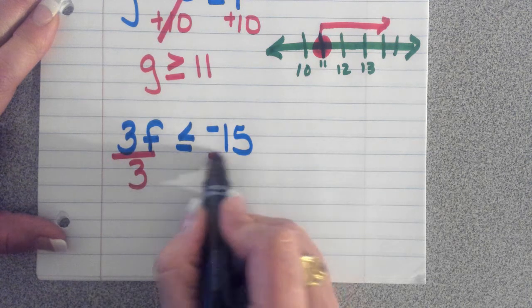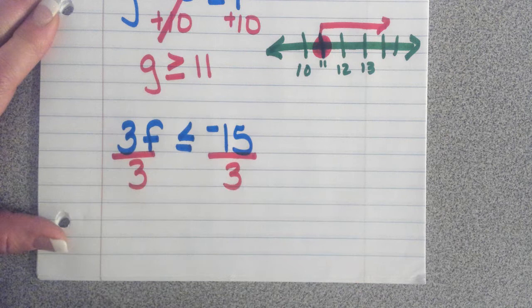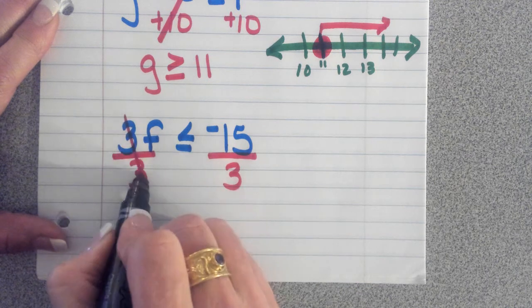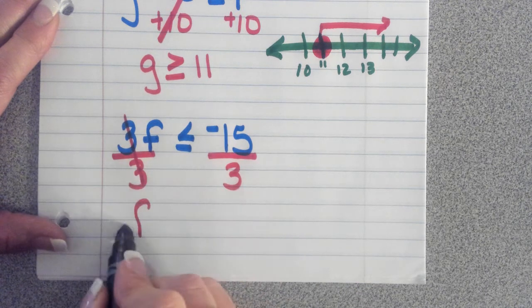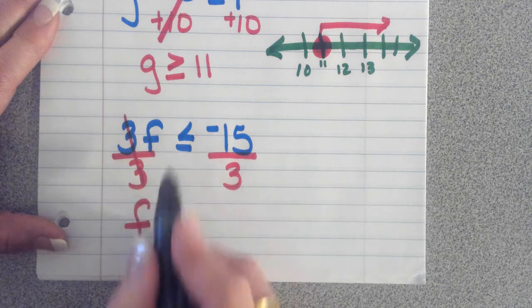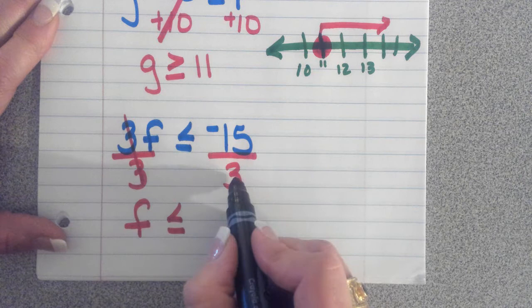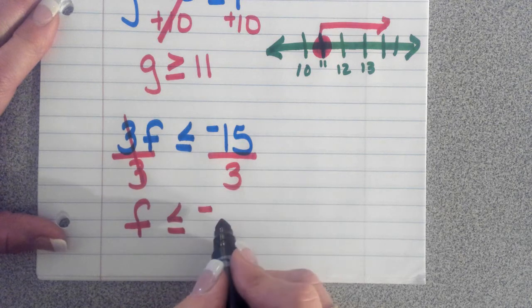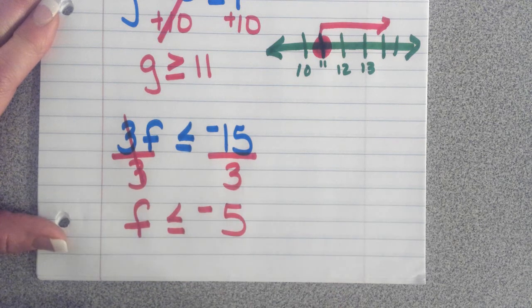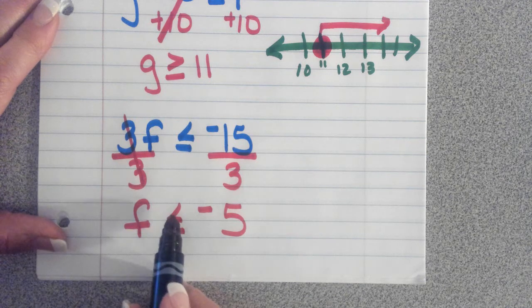What you do to one side, you have to do to the other. So 3 divided by 3 is 1. That gives us 1f all by itself. Keep your symbol less than or equal to. And negative 15 divided by 3 would be a negative 5. Now, f can be any number equal to or less than negative 5.